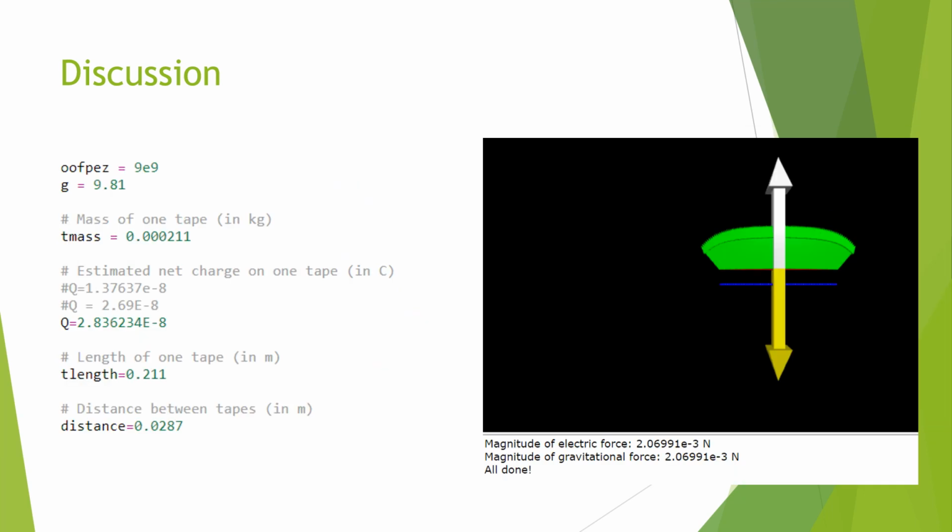In order to determine the actual charge on each piece of tape, I did some trial and error and determined it to be 2.836 times 10 to the negative 8th coulombs, which provided a much more accurate electric force compared to gravitational force.